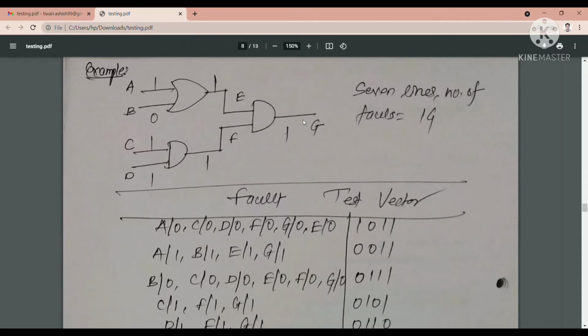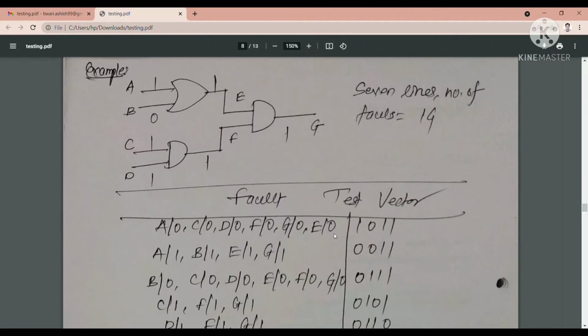Okay. Now see here. The test vector is 1 0 1 1. What is the test vector? 1 0 1 1. Let us apply it here. This is 0, this is 1, this is 0, so the output will be 1 here. This is 1, this is 1, so the output will be 1 here. Since both the inputs are 1 for this AND gate, the output will be 1. Now using this test vector, how many faults can we test? We can test A stuck at 0, C stuck at 0, D stuck at 0, F stuck at 0, G stuck at 0, and we can also test E stuck at 0.